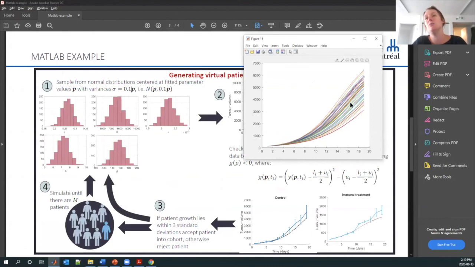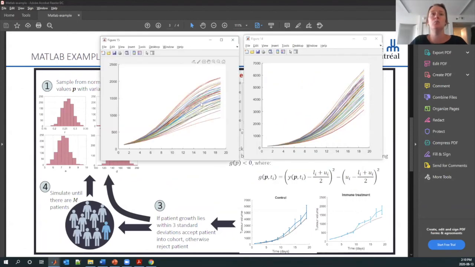And this is the dynamic output for this. So this would be the control tumor growth for all the patients. And this here is the immune tumor growth for all the patients. Obviously there are many different ways to generate these patients. This is just one of them. And I hope it's an example code that helps you start to think about how these can be run. They're not too difficult and not too much of an extension on your generic creation of a model and a fit. So I hope that helps.